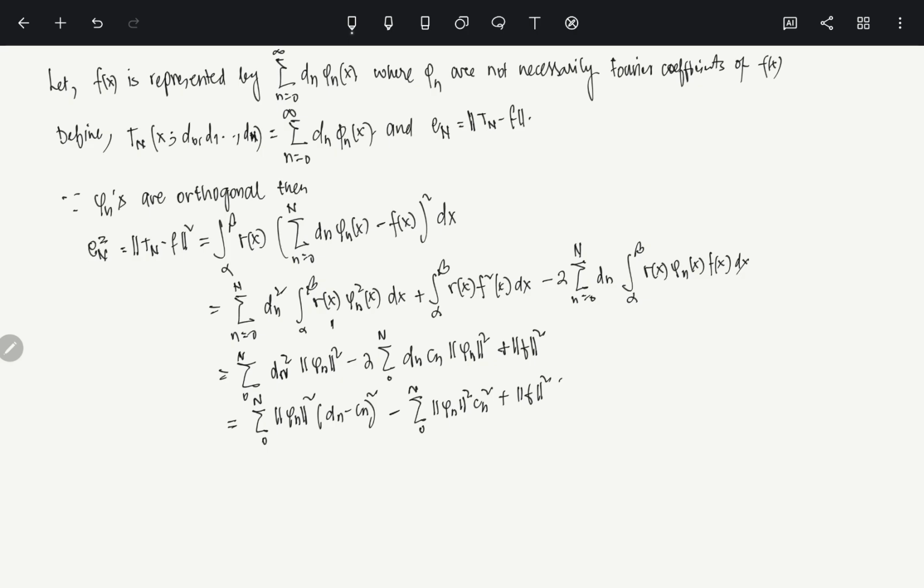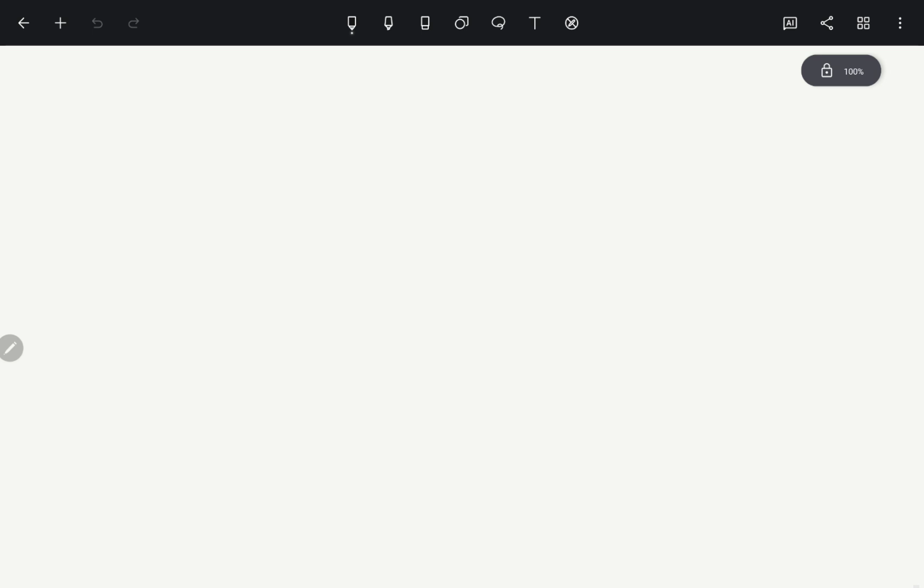So you see, if we can write it like this, now the thing is this. You can see that the quantity capital En, when is this least? If dn equals cn. So the norm of capital En is least if cn equals dn for n equals 0, 1, 2, and so on. And therefore, what we proved is the following. Let me just write it there.